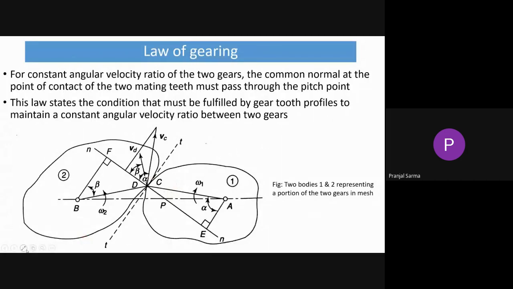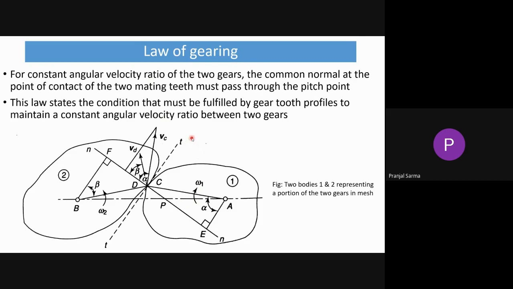When we require a constant velocity ratio, there has to be a certain relationship that must hold good between two entities. Right now we are talking about two gears which are in mesh. If that holds good, then we can expect a constant angular velocity ratio between the two gears. That particular law is nothing but the law of gearing, which ensures a constant velocity ratio between two gears which are in mesh.